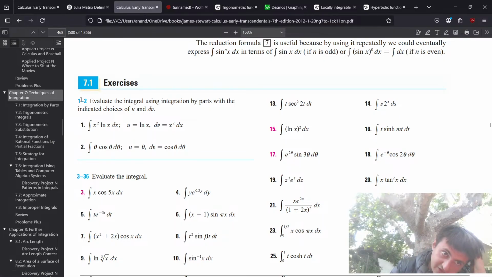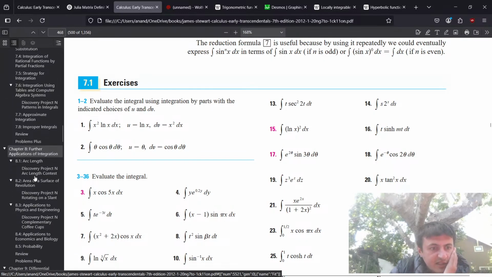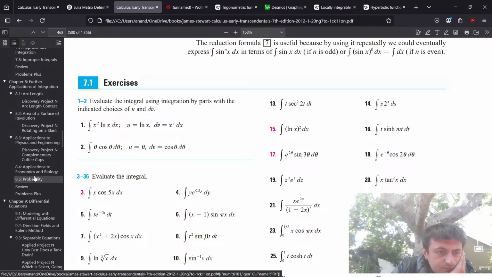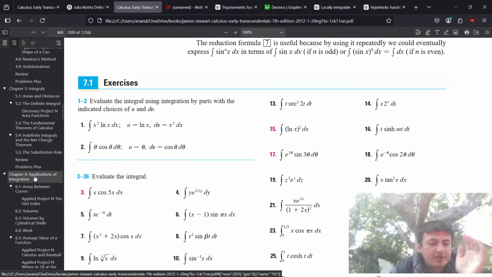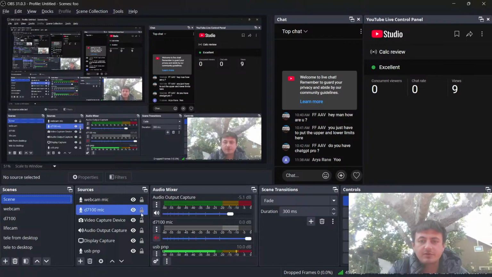Oh yeah, partial fractions. I forgot about that. Okay, so that was the first part of the integral calculus review.